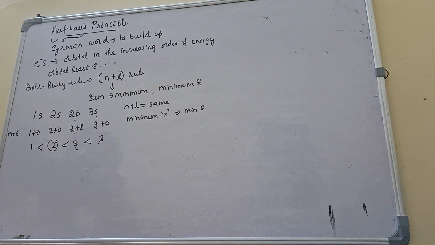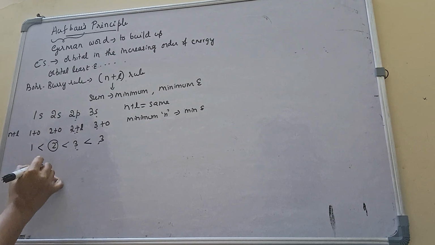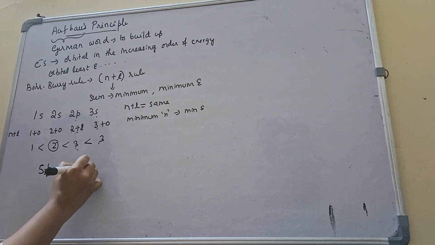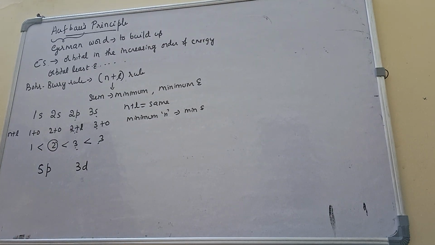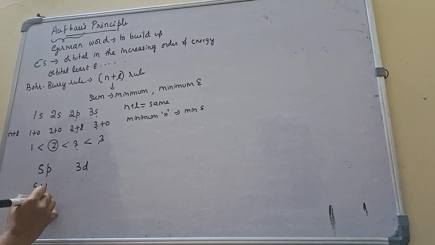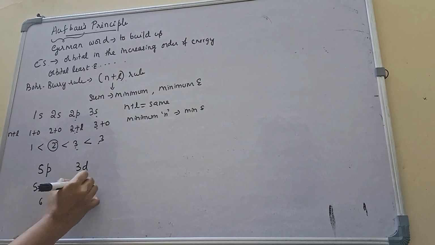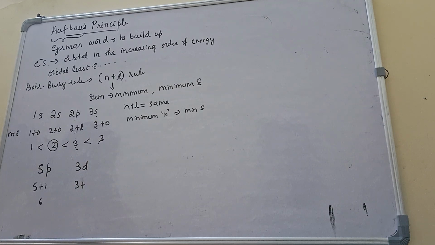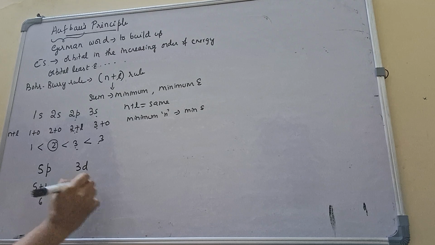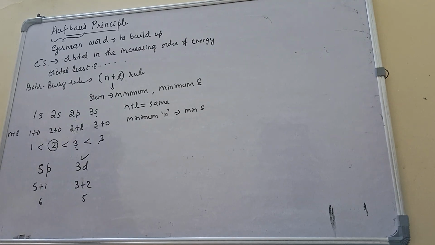So if I know this, I can do it for anything. Let's say for 5p and 3d, for example. Okay, so 5p, what is it? 5 plus 1, which is 6. For 3d, 3 plus, what is the L value? 0, 1, 2, so it is 5. That means 3d gets filled first.